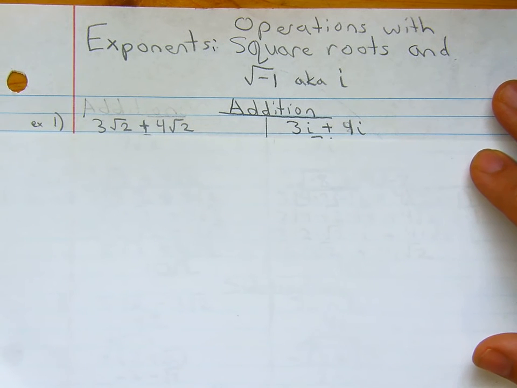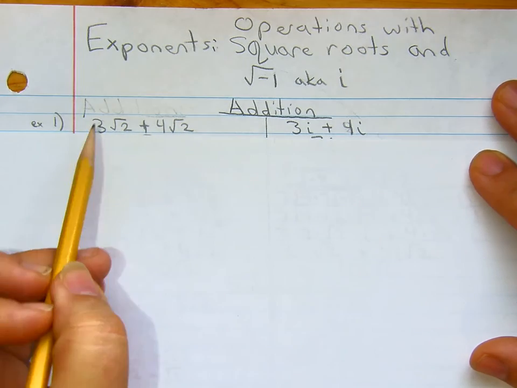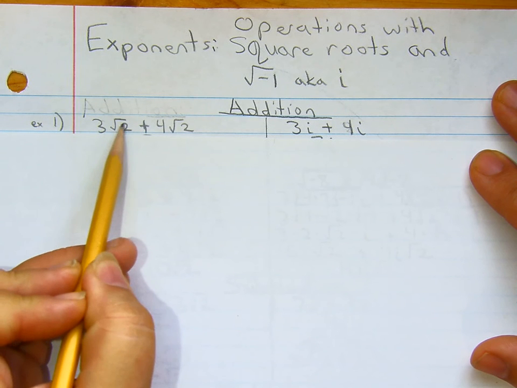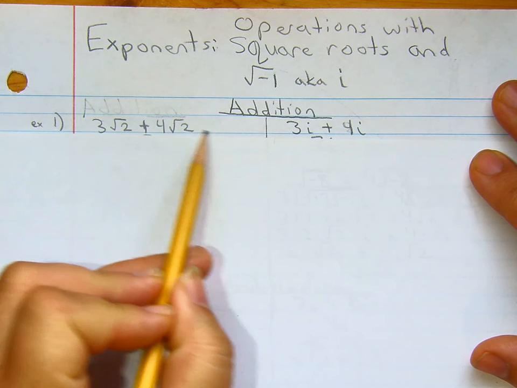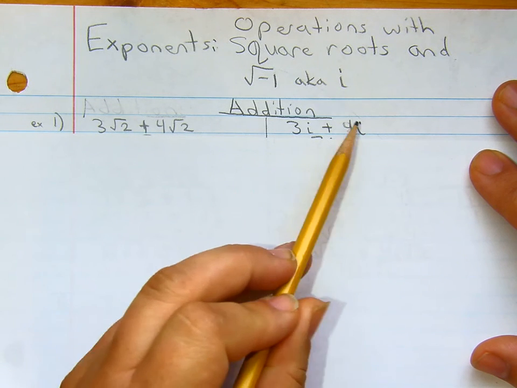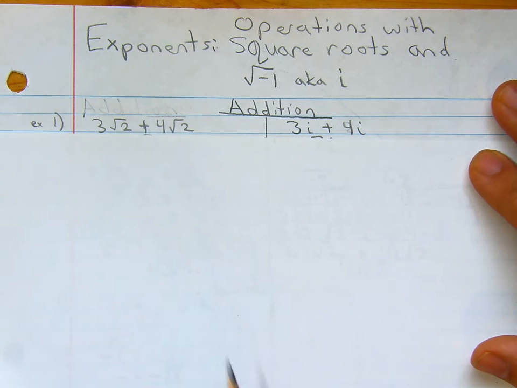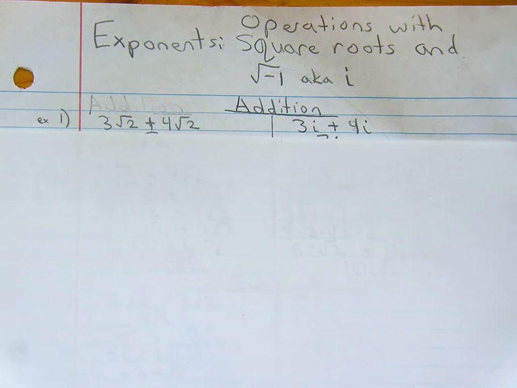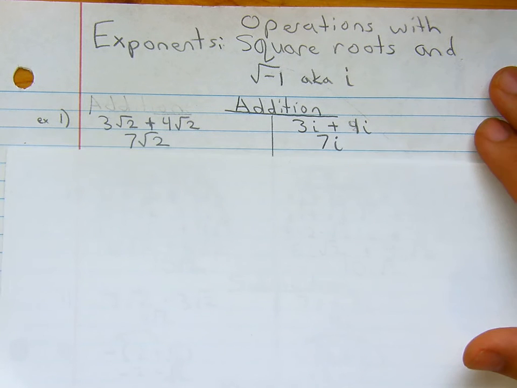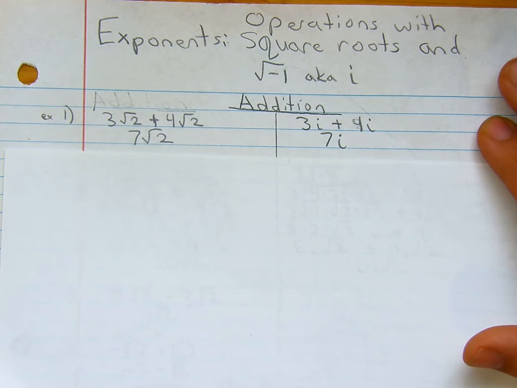So if we have a problem that says 3 times the square root of 2 plus 4 times the square root of 2, and a similar problem with our i, our imaginary number, a fancy way, just think about it as, what if this was x? What if it was 3x plus 4x? What would you do? You would combine like terms.